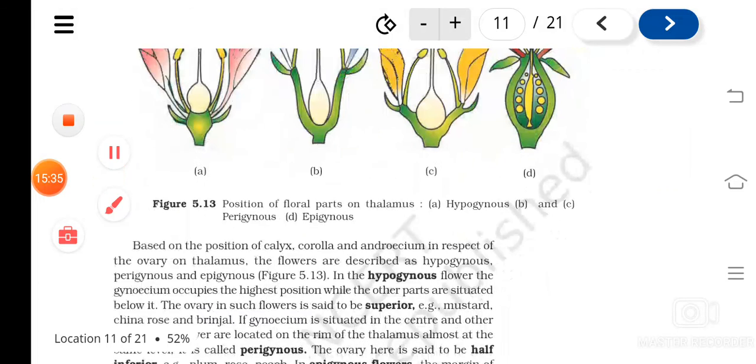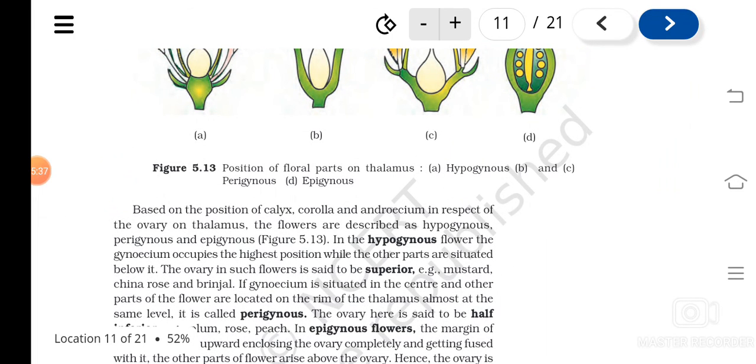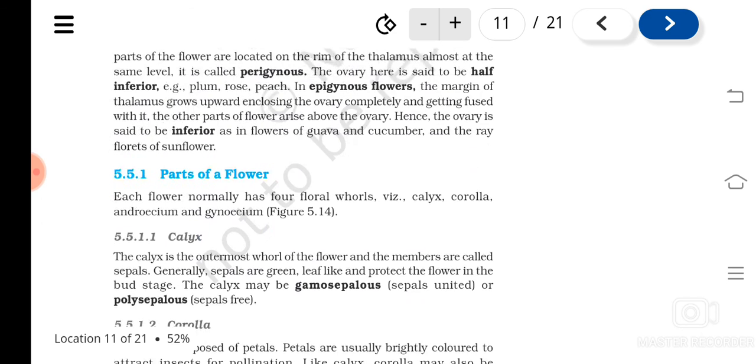Understood? Now, we also learned about the various kinds of flowers on the basis of the relative positions of various whorls or floral parts, like calyx, corolla, and androecium with respect to the ovary on the thalamus. They are hypogynous, perigynous, and epigynous flowers. So with the help of diagrams, also practice all this. This is all very important to understand the parts of a flower.